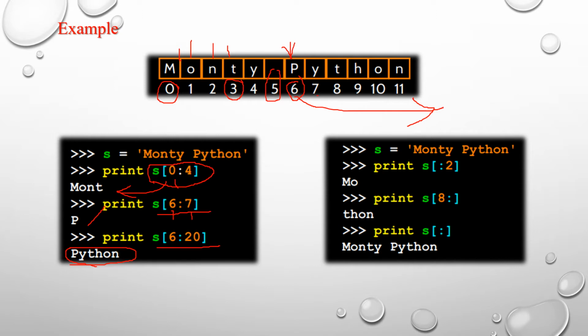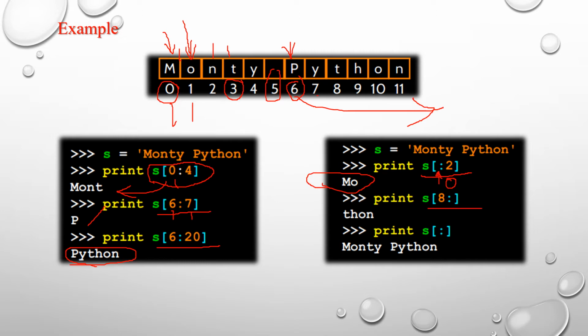Again, here s[:2], we have not initialized any start value, so the Python interpreter will take the default value. The default value for start is 0. It's going to print indexes 0 and 1. The 0 indexing value is M and the 1 indexing value is O. It's going to print M and O.